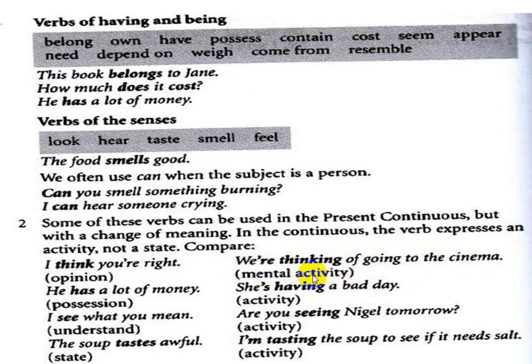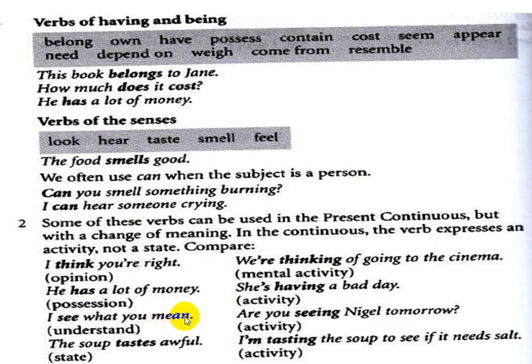Mental activity. He has a lot of money. Here has or have is a state verb because it is for possession. She's having a bad day. Here it is an action verb because we used it for activity.